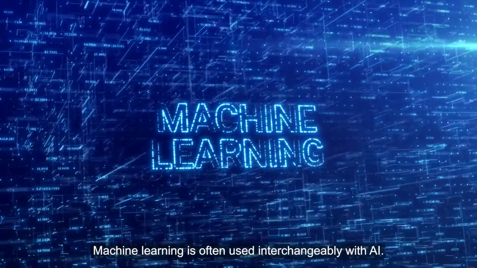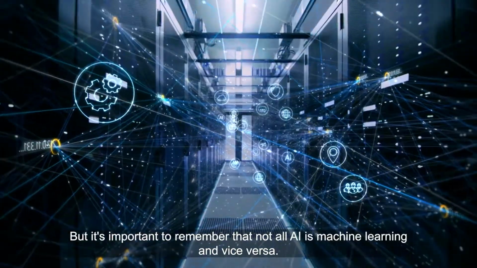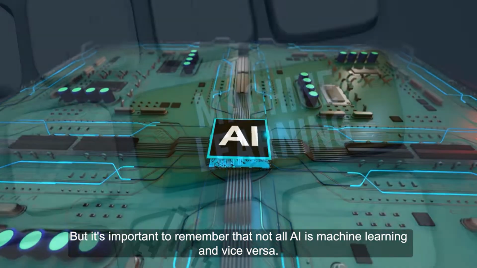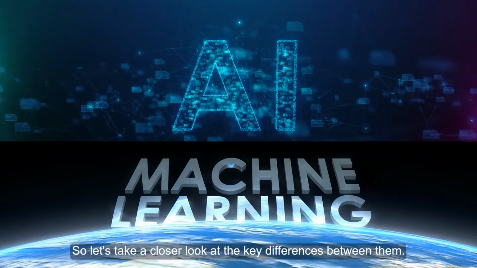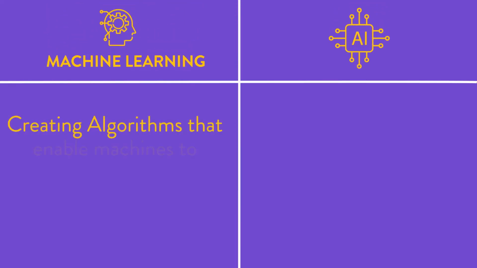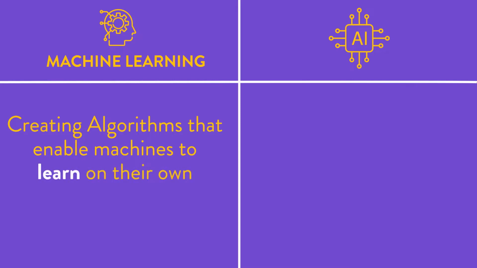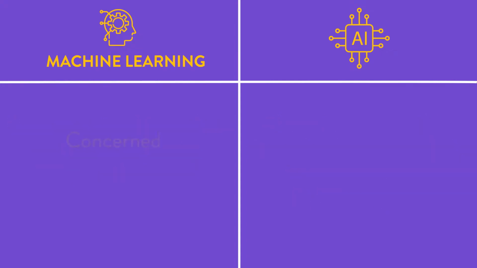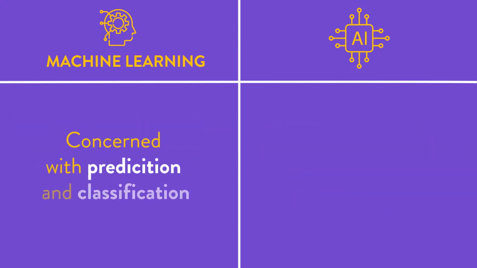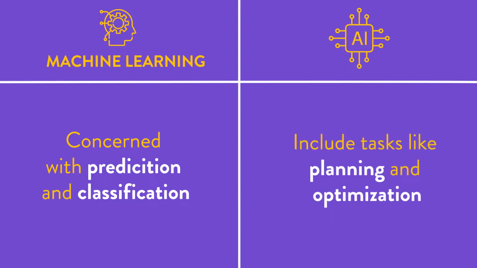Machine learning is often used interchangeably with AI, but it's important to remember that not all AI is machine learning, and vice versa. So, let's take a closer look at the key differences between them. Machine learning is focused on creating algorithms that enable machines to learn on their own, while AI can involve anything from simple decision trees to more complex rule-based systems. Machine learning is mainly concerned with prediction and classification, while AI also includes tasks like planning and optimization.